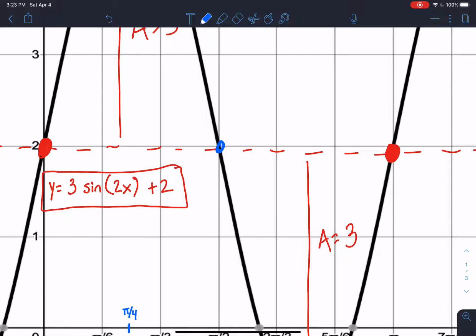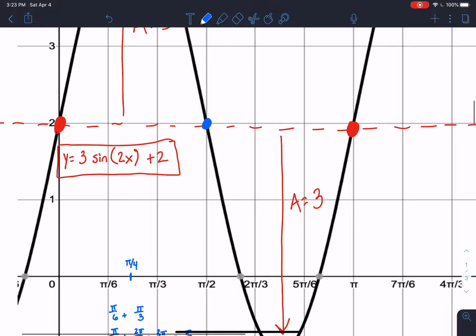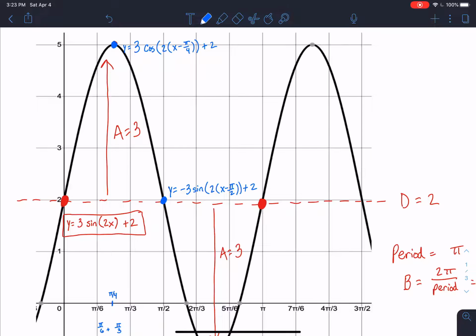So say I pick this one, because it's on the axis. Now everything again is going to stay the same, except if I'm starting at the axis, it's going to be sine. And you see how I'm going down first instead of going up? That tells me that it's going to be negative 3 instead of positive 3. So this is going to be y equals negative 3 sine of 2, and then it's a shift to the right pi over 2, because that's the x value, plus 2. So again, if you graphed all three of those, they would line up on top of each other.